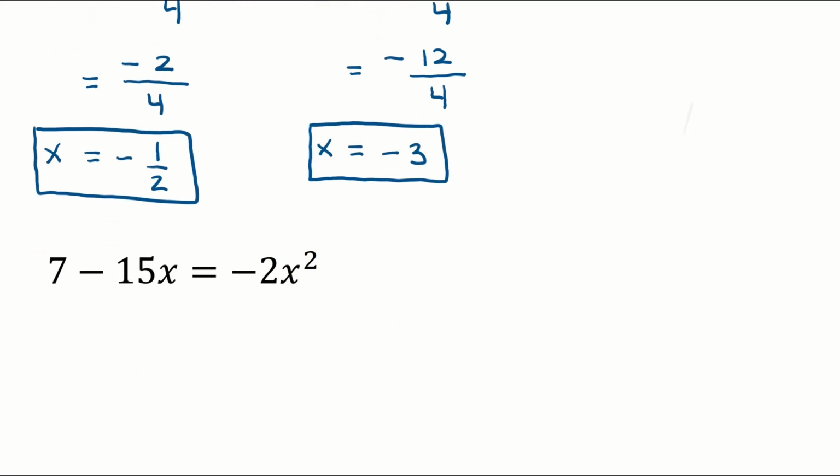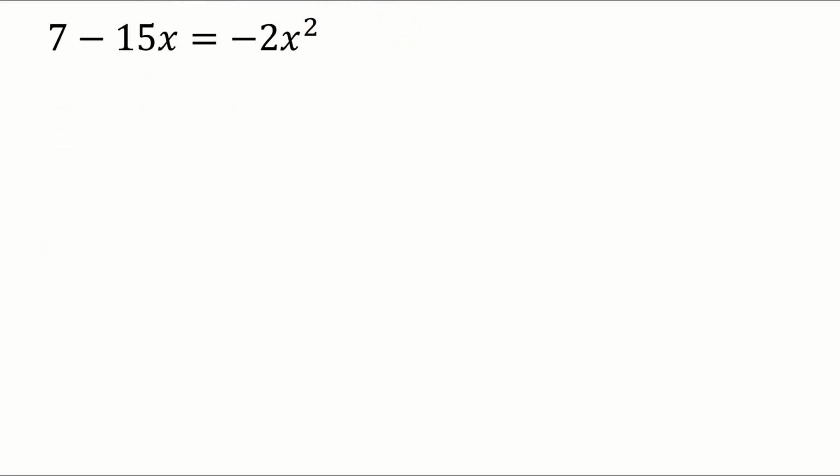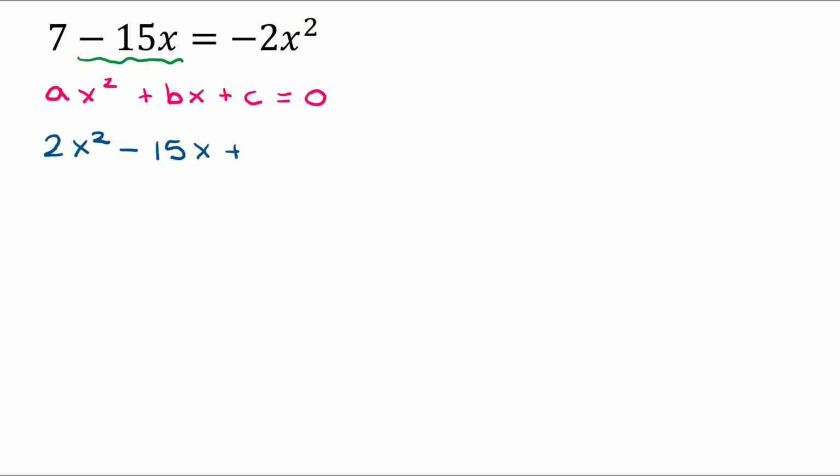When we go to our second example here, it is 7 minus 15x is equal to negative 2x squared. Now, the first thing I'm noticing is this is not in standard form. And remember, standard form is ax squared plus bx plus c is equal to 0. So we're going to move our negative 2x squared to the other side to get positive 2x squared. And then the next thing we want to write is the negative 15x. So I'm going to write that beside it, followed by our positive 7. And that is equal to 0.